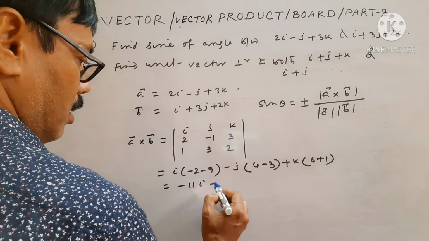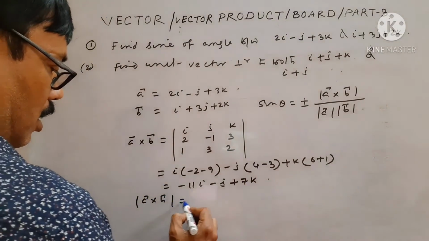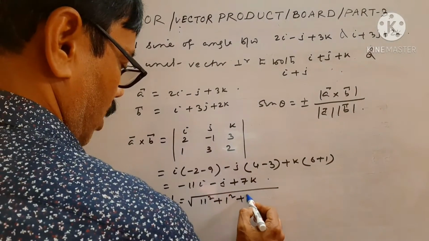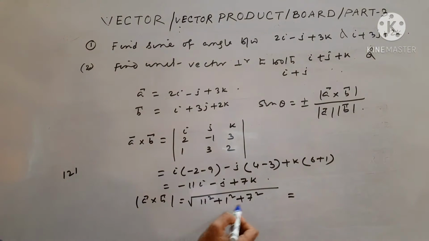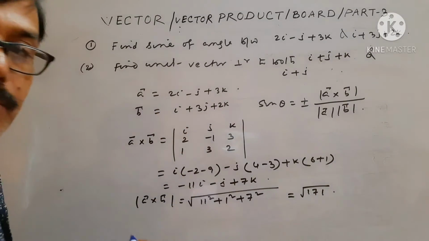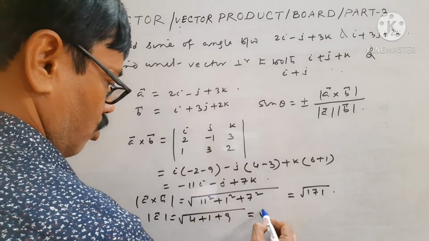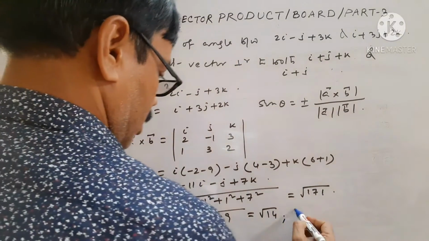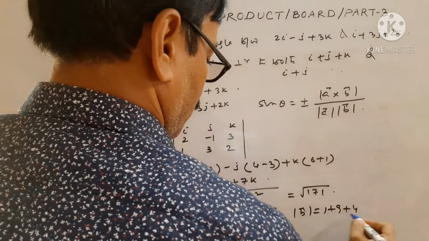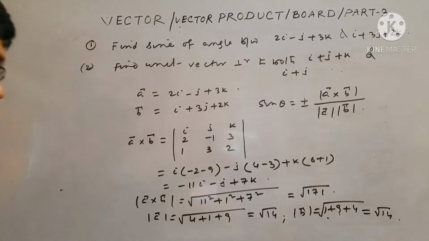So minus 11i minus j plus 7k. So what is mod A cross B? 11 square plus 1 square plus 7 square, so 121 plus 50, that is 171. Root 171. Now what is mod A? Mod A equals root over 4 plus 1 plus 9, so root 14. Mod B, 1 plus 9 plus 4, so root 14. So the product is 14.